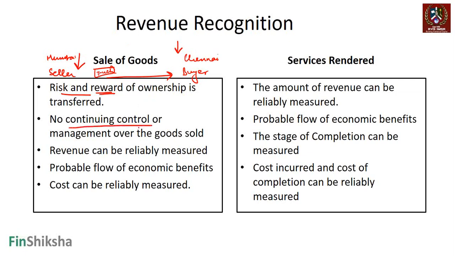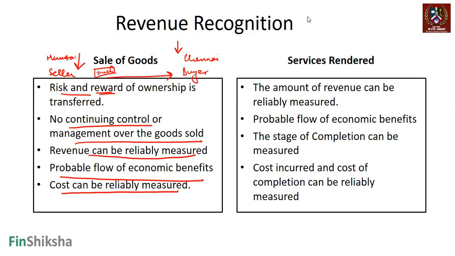Or when there's no continuing control or management of the goods sold, when I have given the goods out of my building and someone else has management of it, as the transportation could have been outsourced. Revenue can be reliably measured at that point of time. There is a probable flow of economic benefits, so I gave the goods and I get the cash at this point of time, or the cost can be reliably measured. In any of these cases, the sale of goods is considered done, right?